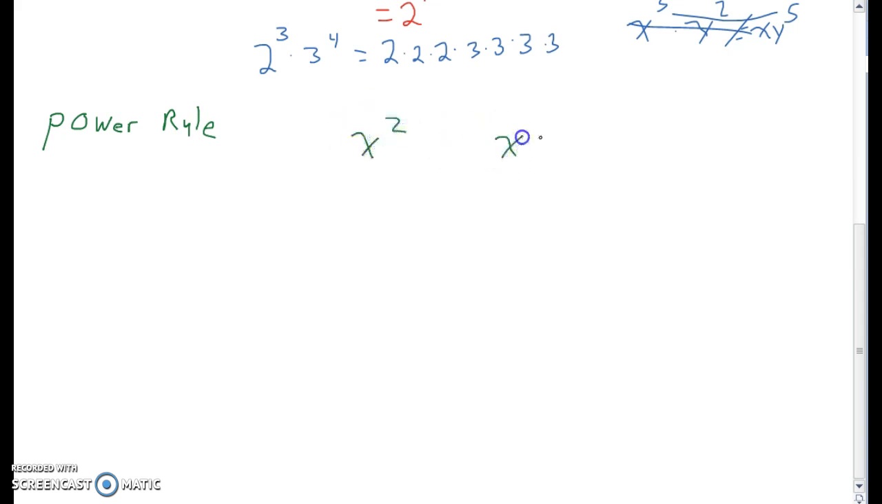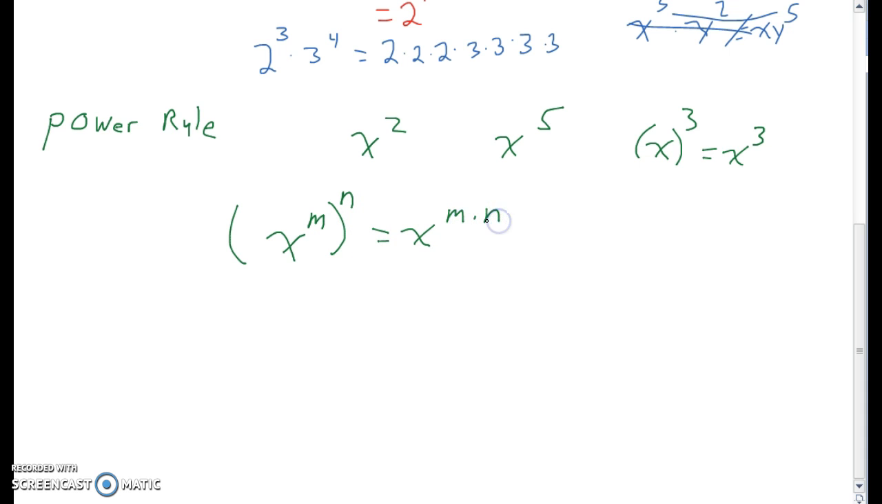or x to the fifth power, right? There's power rules, and there's different ways we can write this. So we could do x to the third power, and that's the same as x to the third power. So in this case, let's say we have x to the m to the n. This is going to be the same as x to the m times n. And I'll show you why here.